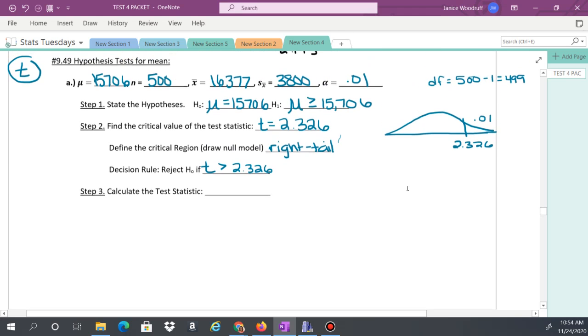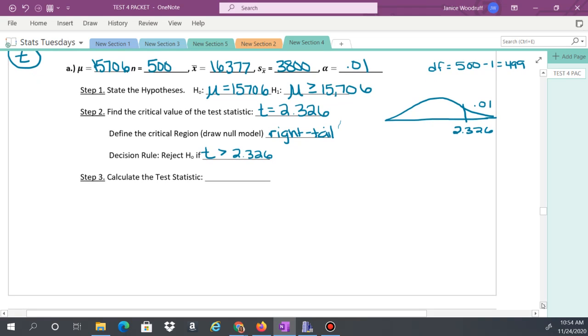So we want to calculate the test statistic for this, which means we need to find the t or the z value associated with this. So the formula that we want to use is going to be x bar minus our mean over the standard deviation of x bar. Now the standard deviation of x bar is going to be given to us by standard deviation over the square root of our sample size. So we need to find that first.